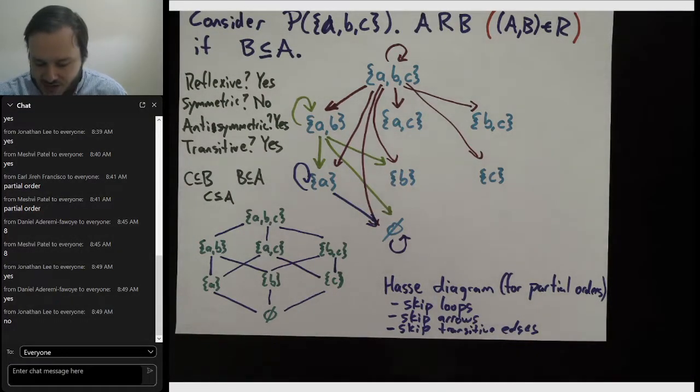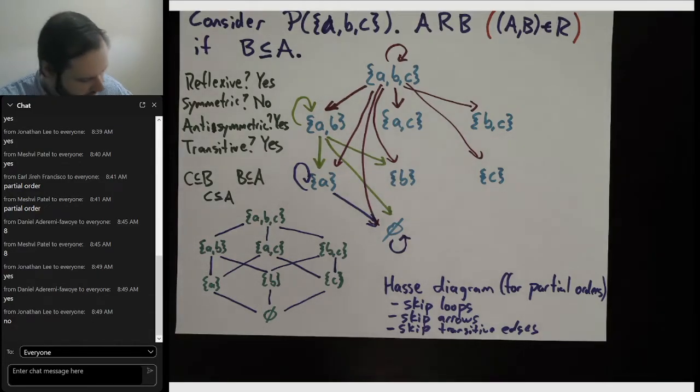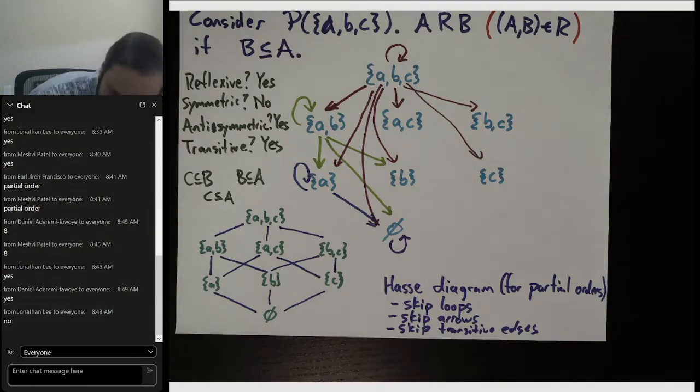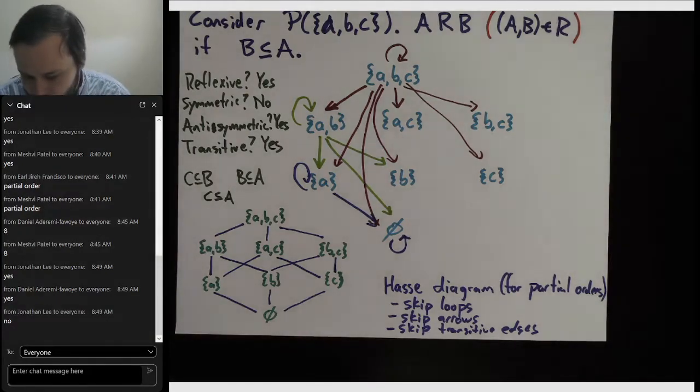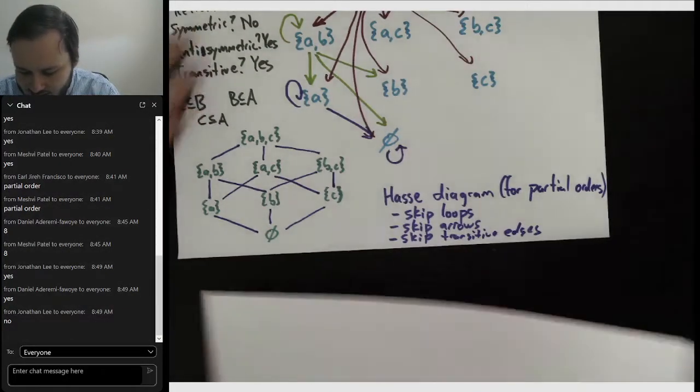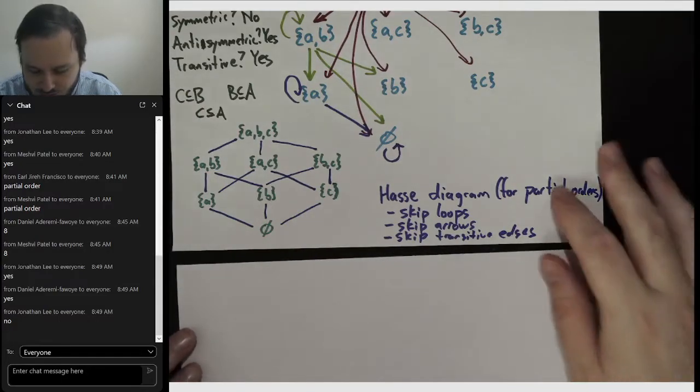So this is a much nicer diagram for partial orders. And so if we come back, we can even draw the Hasse diagram for our less than or equal to.